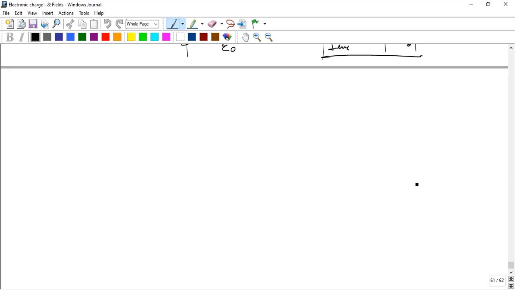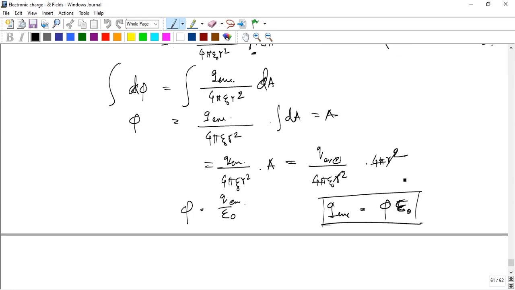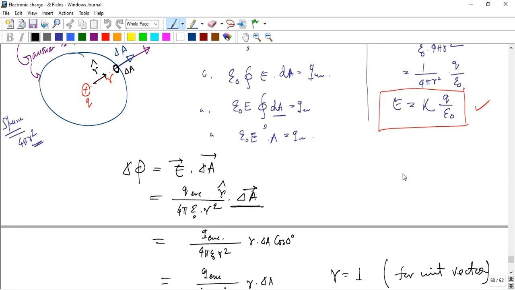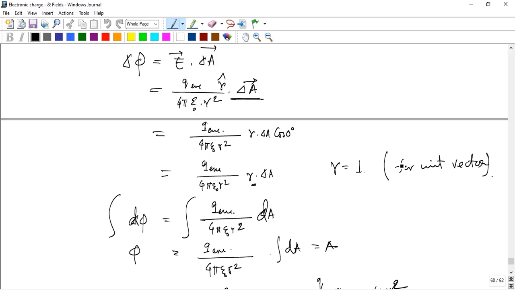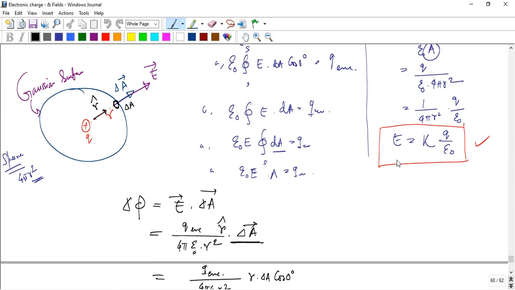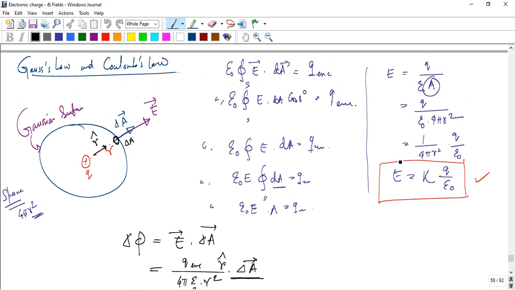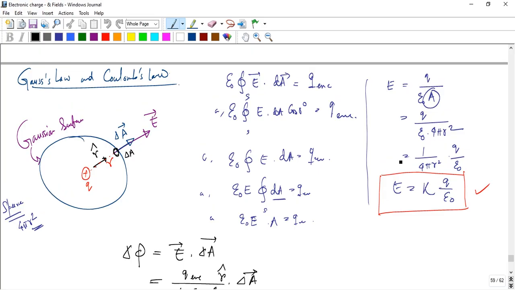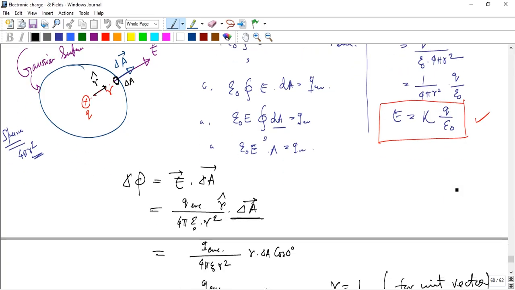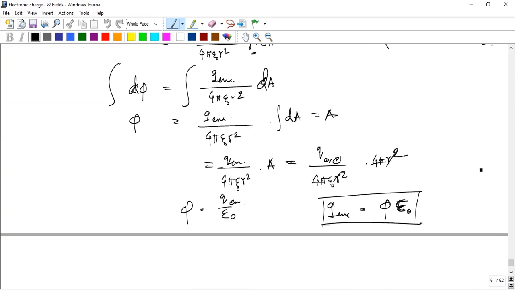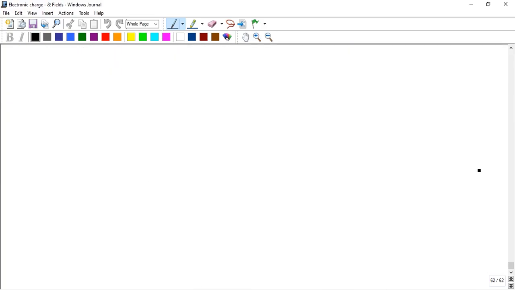So in the previous class we discussed the concept of Gauss's law and electric flux. Now we discuss the continuous charge distribution. In the previous class we derived Gauss's law, the relation between Gauss's law and Coulomb's law, and what electric flux is and the concept behind it. So now we start today's class: continuous charge distribution.